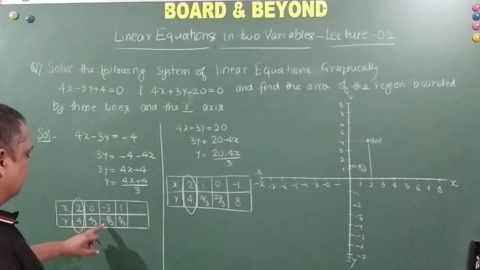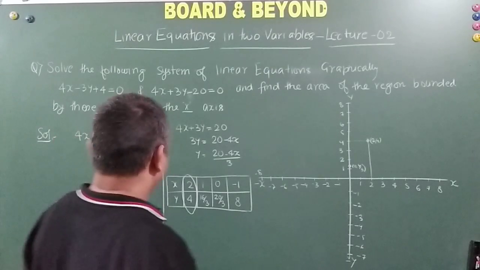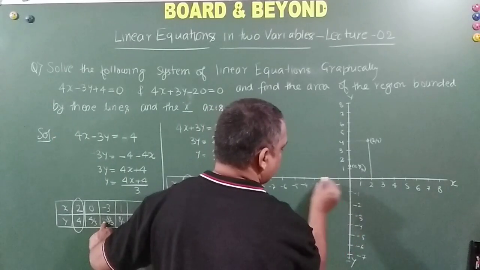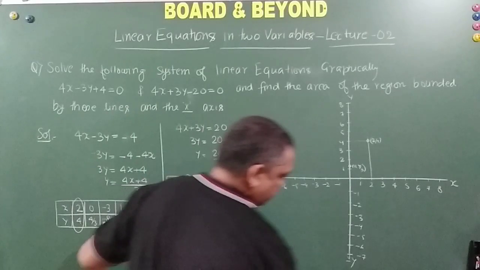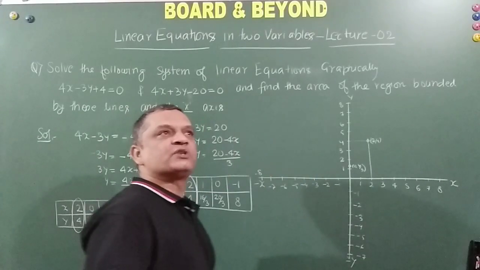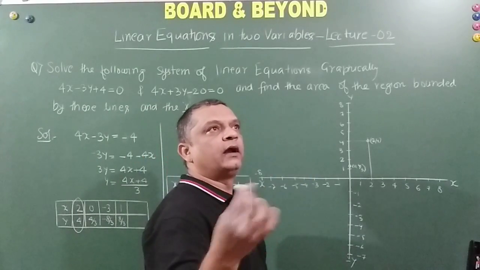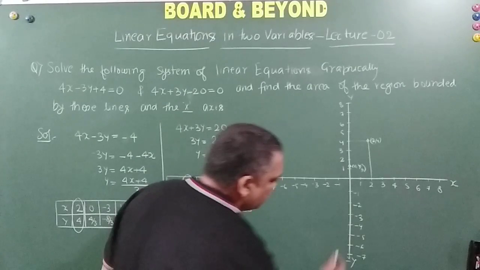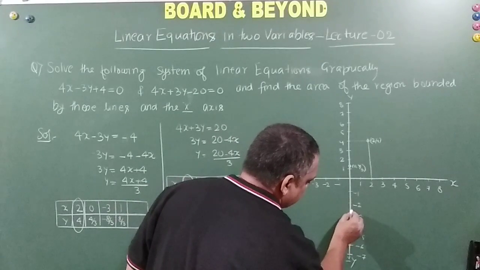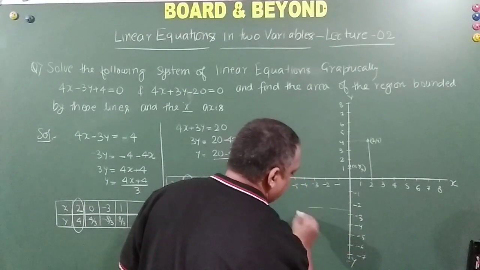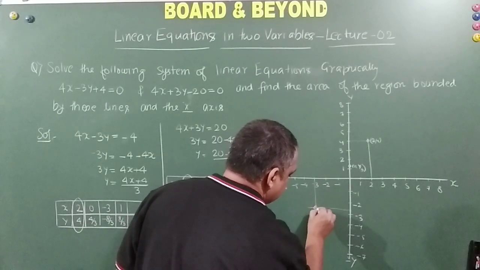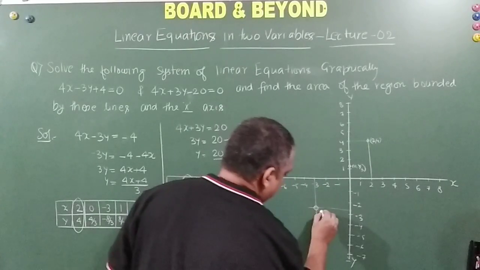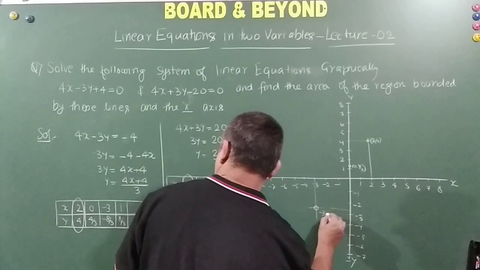X is equal to minus 3, y is equal to minus 8 by 3. Minus 8 by 3 is how much, my friends? 2 and 2.6 almost. So 2.6, let us say more than 2.5. I just draw it here, and x is equal to minus 3. I just take this point, right? So minus 3 and minus 8 by 3.